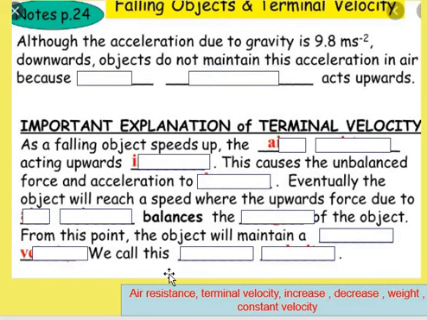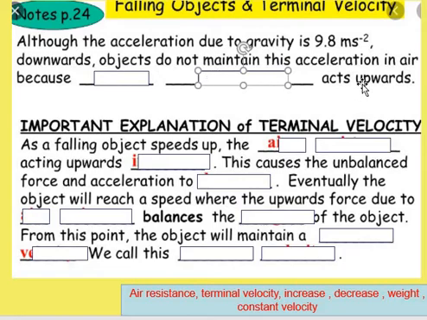Right, so talking about a falling object, as in the parachutist, we can say that acceleration is due to gravity, which is 9.8 meters per second squared. It's pulling an object downwards. And we do not maintain this acceleration as we move through the air, because as we move through the air, some kind of resistance is increasing.